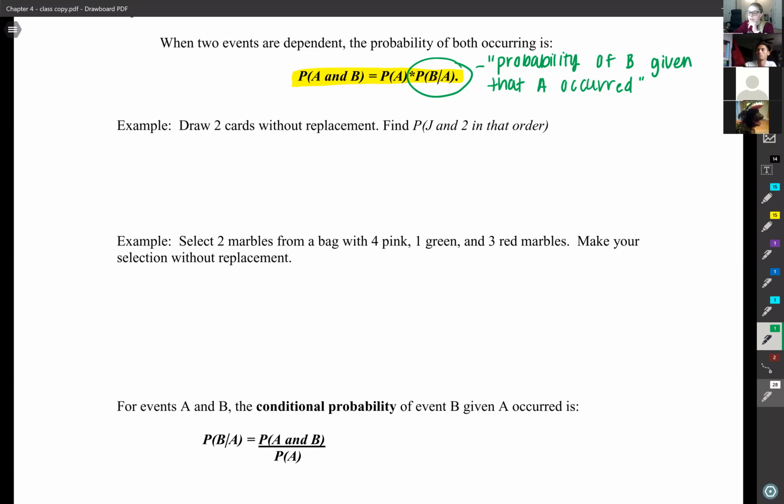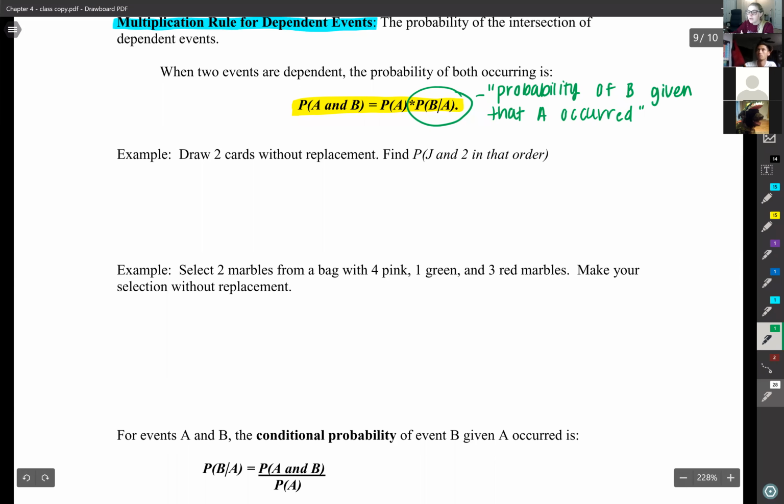So if your events are dependent now, instead of just multiplying the probability of A times the probability of B, now we have to do the probability of A times the probability of B, but given that A occurred. Because we know that whether A occurs or not is going to affect the probability of B, we have to account for it. So now it's the probability of A times the probability of B given that event A occurred, because that will have an impact. So let's do an example and see why this is true.